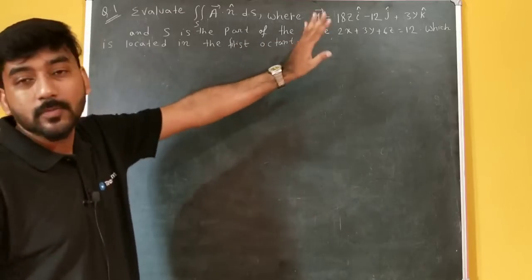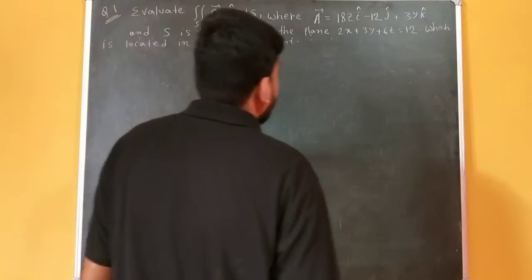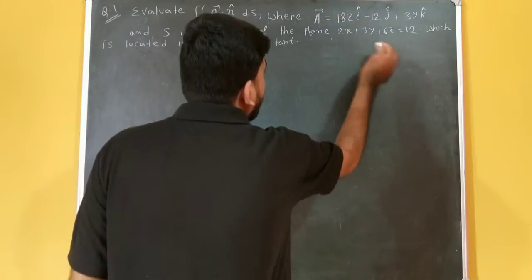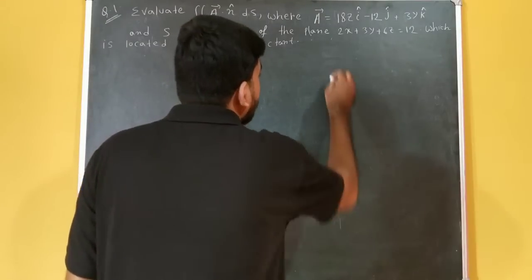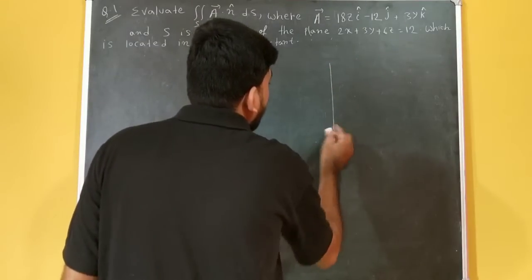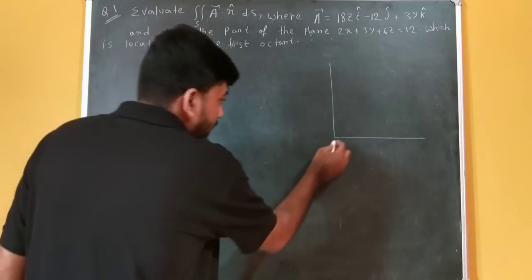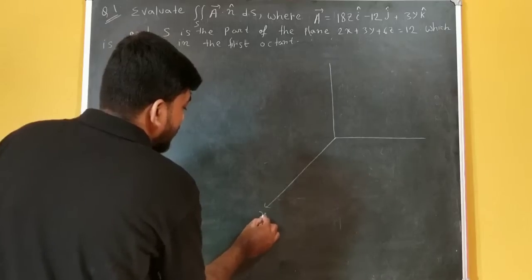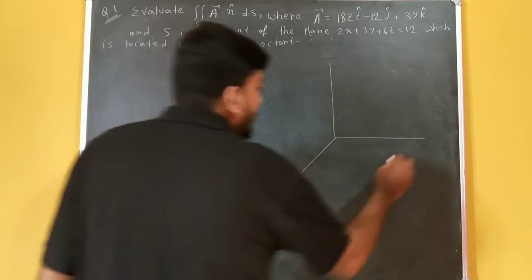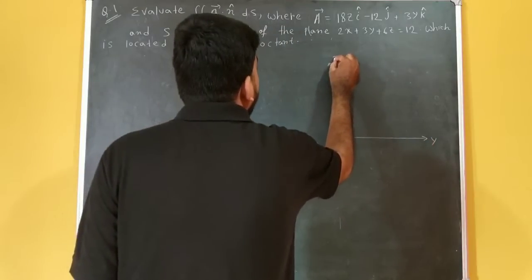S is the part of this plane. So let me draw this plane first, so that you can understand easily. This is 2x plus 3y plus 6z is equal to 12. Let me take this as x axis, this as y axis, and this as z axis.